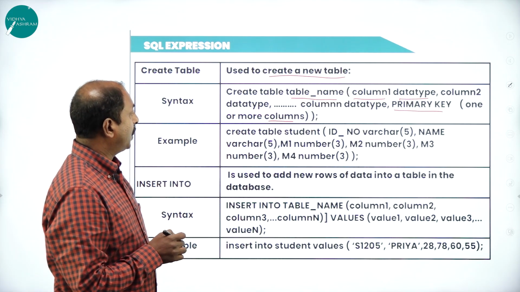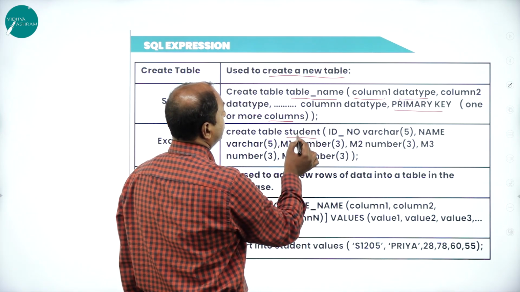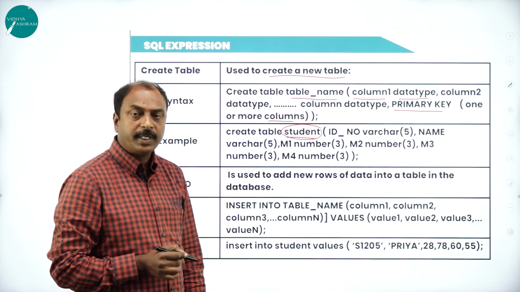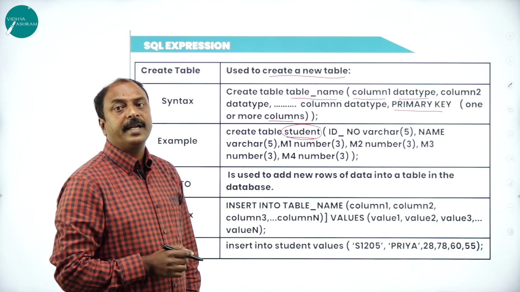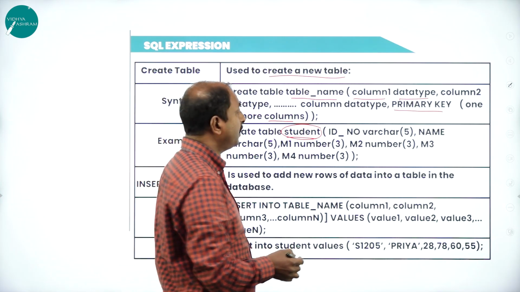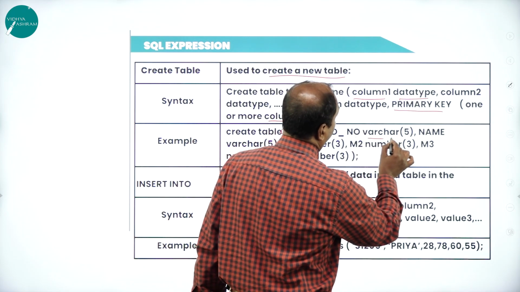Look at the example now. Create table student. Look at the syntax here. This is the table name. In this example, it is a student table, and it is going to create a table with a number of columns. What are the columns here? In this example, ID number varchar 5.